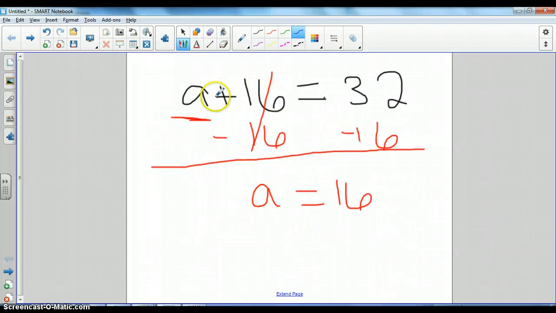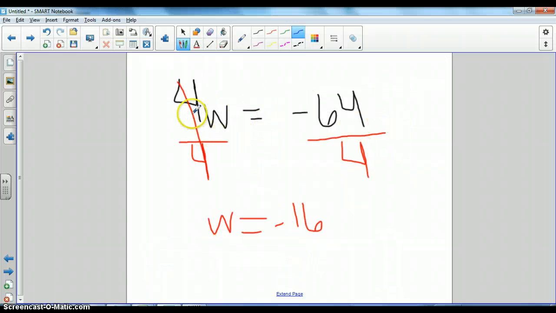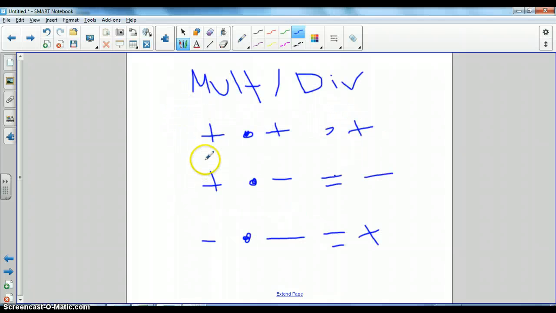Just remember, working opposites. Plus 16, then we're going to minus 16 from both sides. If it's minus 7, we're going to add 7 to both sides. When things touch, that means multiplication, so you need to divide both sides. Whatever we do to one side of our equal sign, we have to do to the other, okay? Number on top of the other is just going to cancel out.